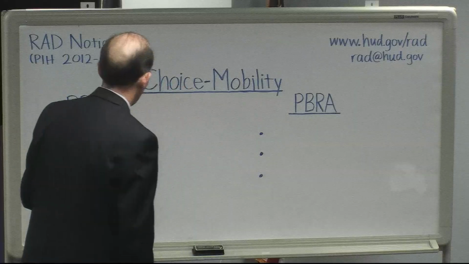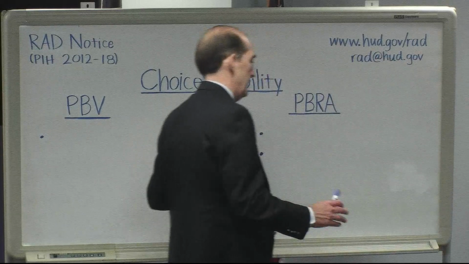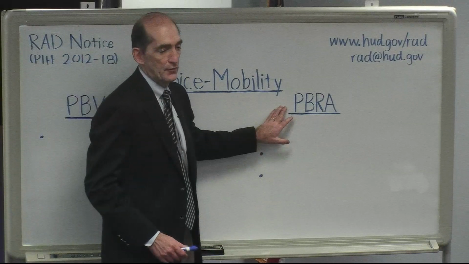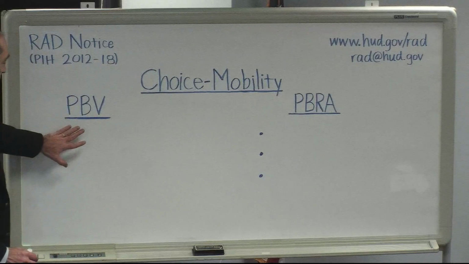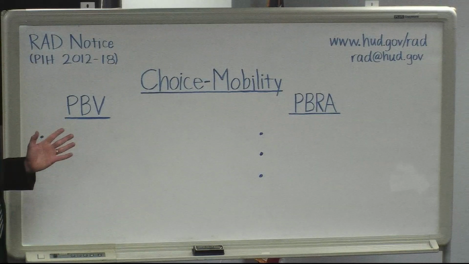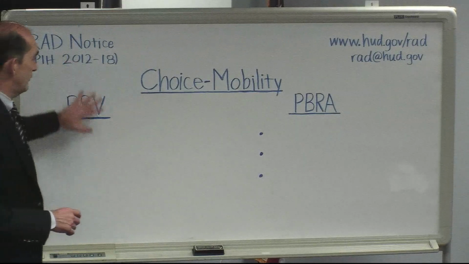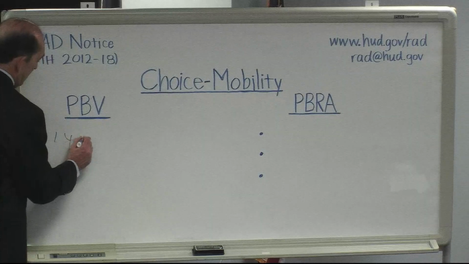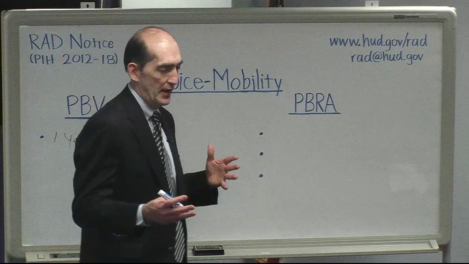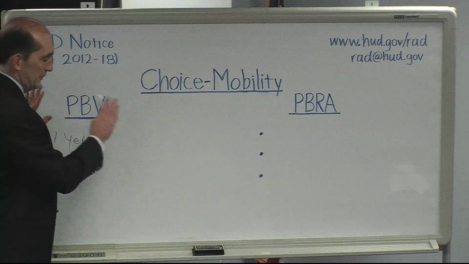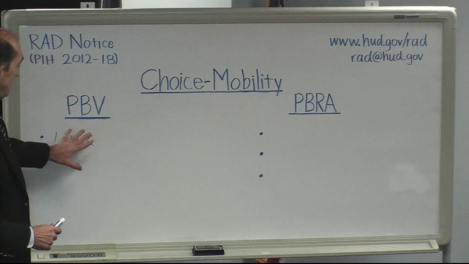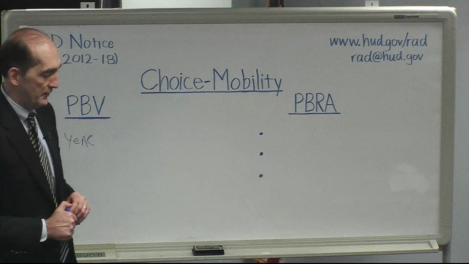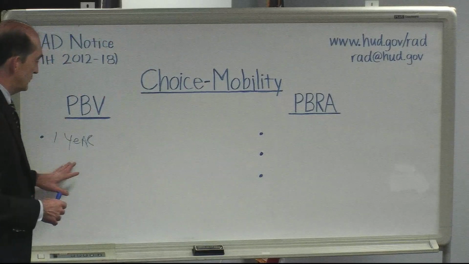Sure, I want to go back to the whiteboard here. In terms of what the choice mobility requirements will be, we've divided them into those properties that convert to PBV versus those that convert to project-based rental assistance. For those that convert to PBV, it's just the standard PBV rules. We didn't do anything special under RAD. We said, if you're going to convert to PBV, you'll be subject to the choice requirements that are in there, which is essentially that after 1 year a family is eligible to receive a voucher, but it's subject to the availability of turnover vouchers in that agency. So if that agency has 100 units that become available every year, then the family would be eligible for those turnover vouchers.